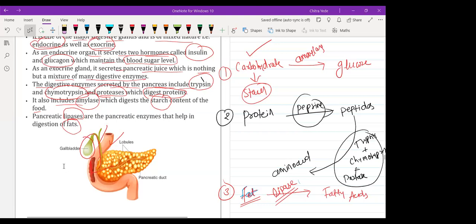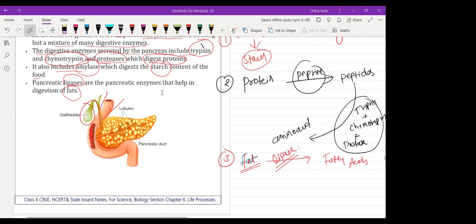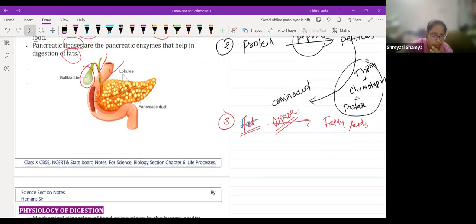Any doubt? Sir, is lipase only located in the pancreas? It is also secreted by gastrointestinal gland. Oh, okay, sir. Thank you. Yes, welcome. Any doubt? No?